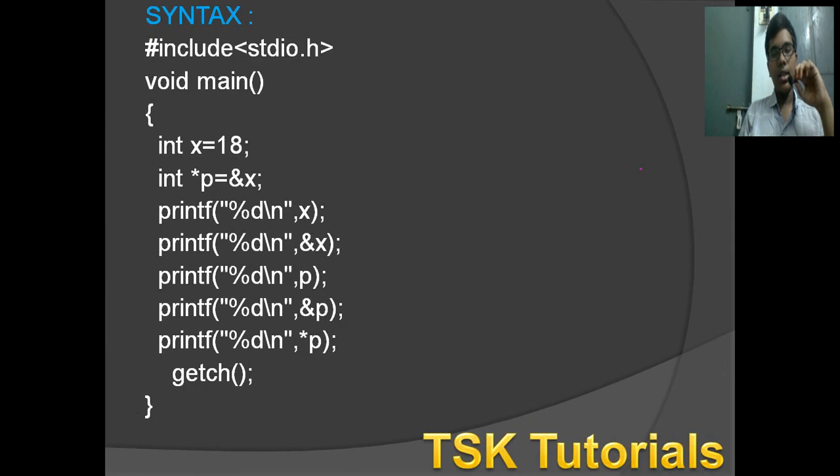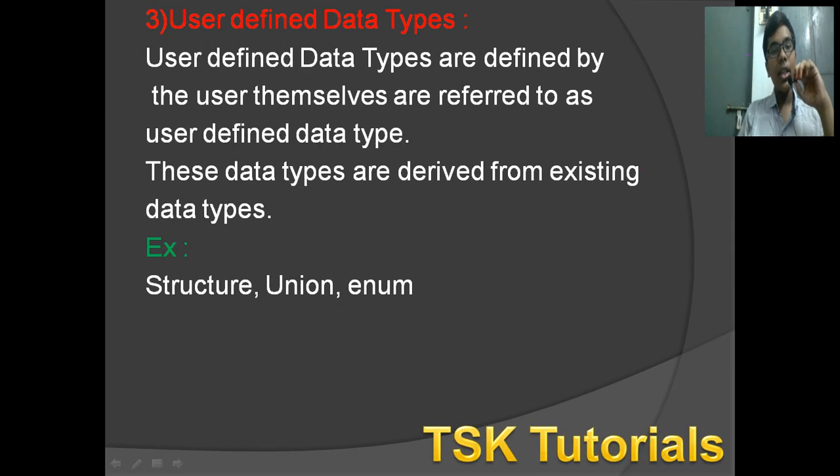Now let's discuss user-defined data types. These are the third classification under data types. What are user-defined data types? They are specially defined by the users, for our convenience, and are called user-defined data types. Well, you can see the definition here.